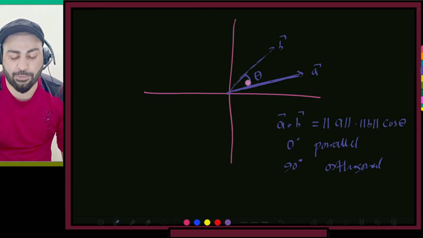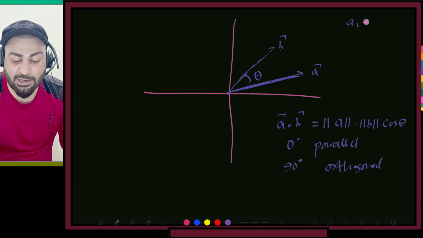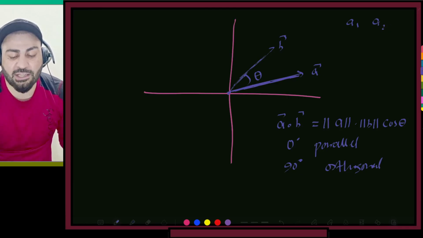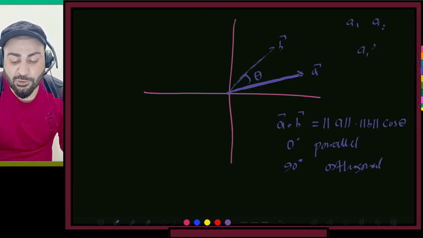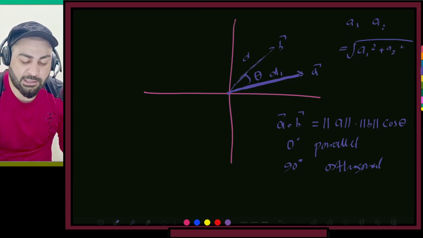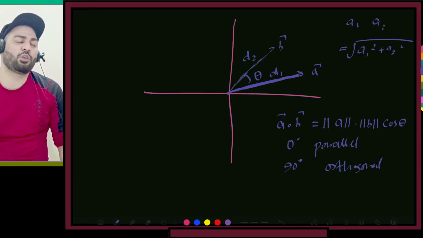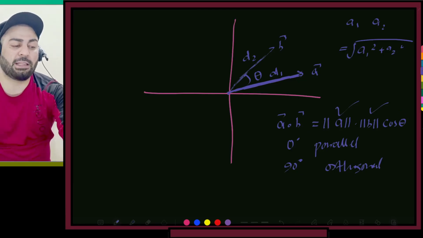If you have A and you have B, what is the magnitude of A? We have seen this magnitude also. If we have this vector with A1 and A2, because it has just two dimensions, what is the magnitude? Magnitude basically means distance from the origin. That is the square root of A1 square plus A2 square, which is this distance d1. And d2 will be the square root of b1 square plus b2 square. That's this magnitude, and cos of theta is whatever angle they have made.